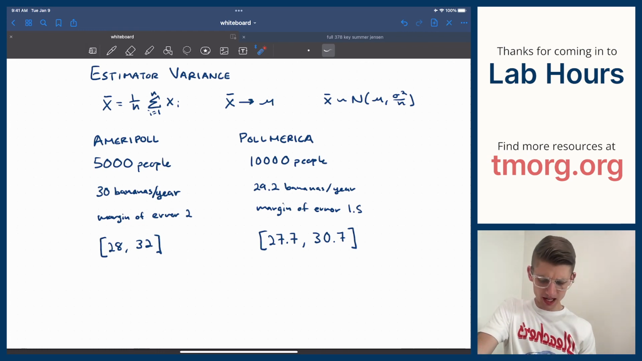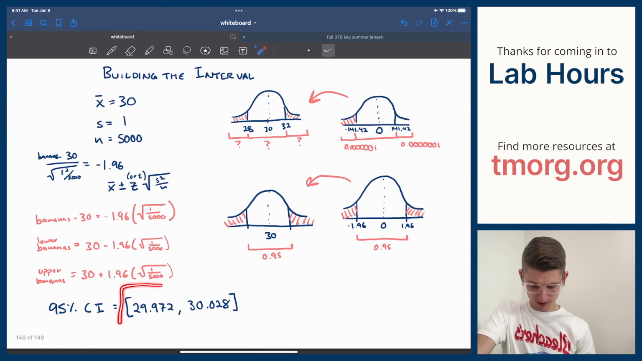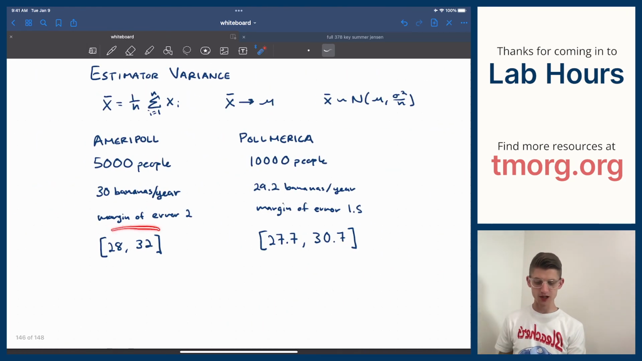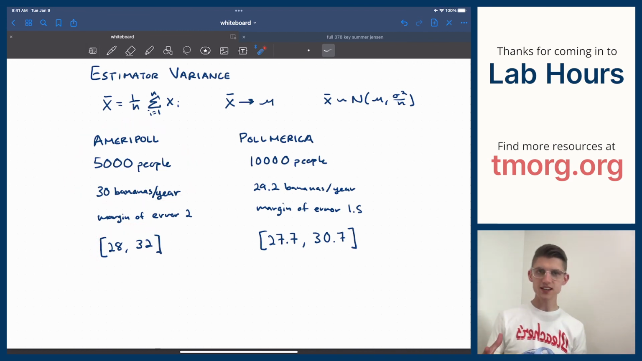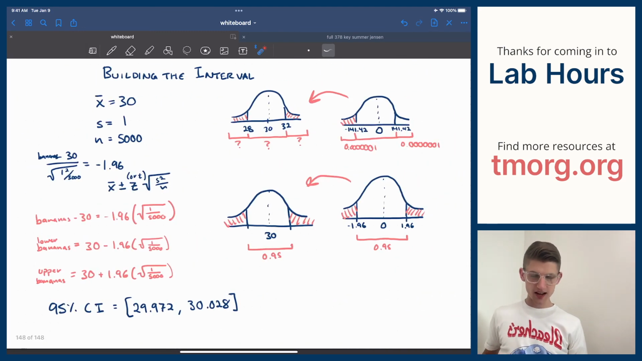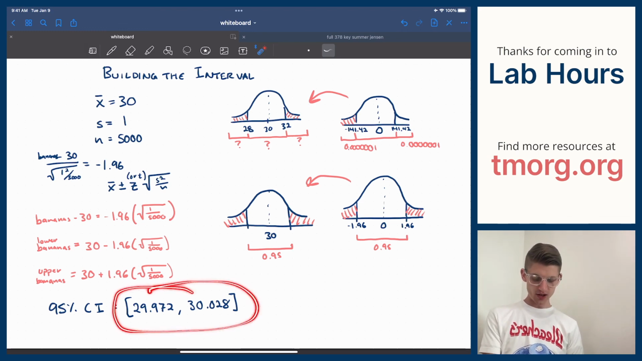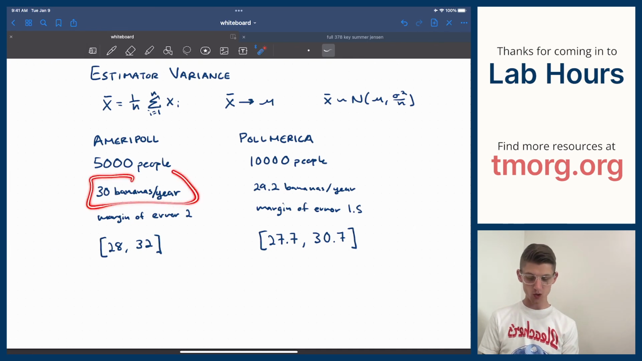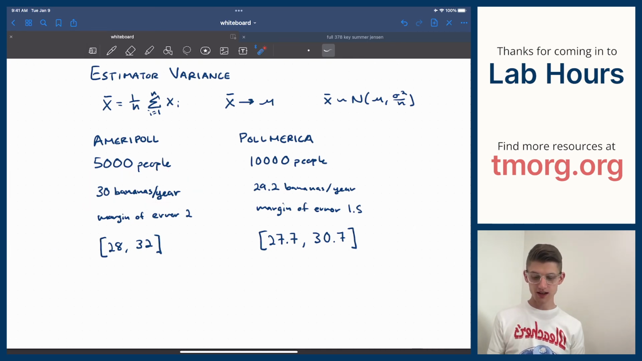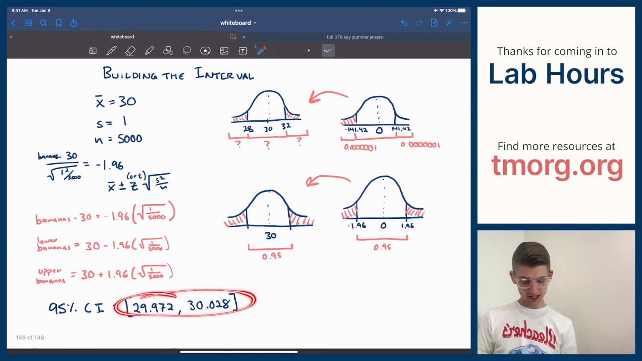If Ameripol had instead given us this confidence interval, this 29.972 to 30.028, they would have said, look, based on the numbers that we saw and the people that we asked and the Americans that we talked to, there's a 95% chance that the true value, the true average number of bananas that an American citizen eats, falls in between these two numbers. And we'd say, whoa, that's a tiny interval. That's super cool. It's basically 30. And if it's not 30, it's really close to 30.